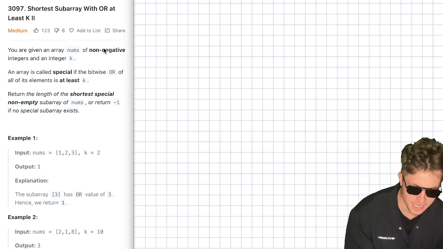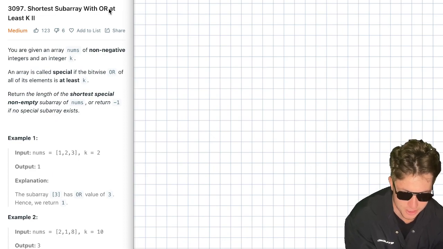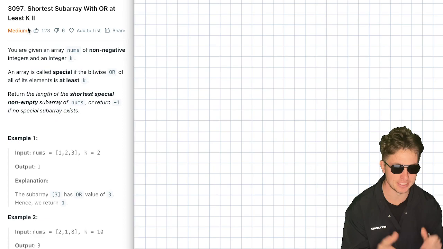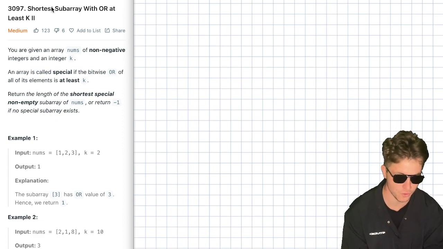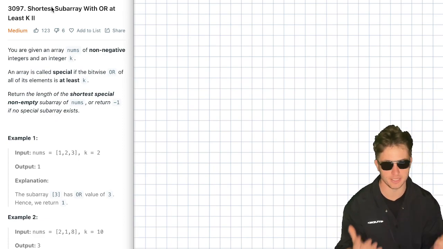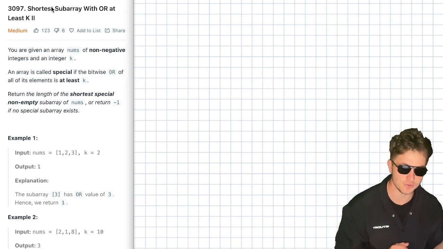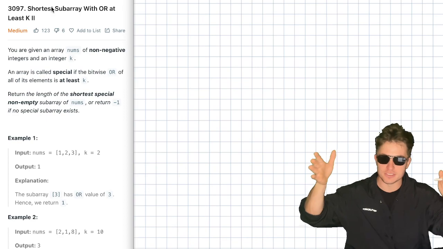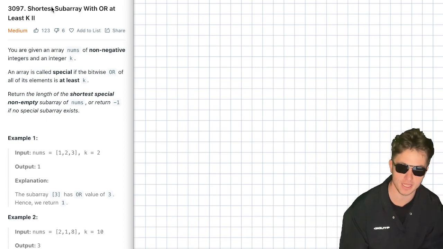Okay, so today we're doing problem 3097, shortest subarray with OR at least K number 2. There's a lot of information encapsulated in such a short title, right? We're looking for the shortest subarray. So what's a subarray? A subarray is a continuous set of elements within an array. I like to think of it as you pick a left point in the array, you pick a right point in the array, and you select everything in between. You can't skip over elements or anything like that.